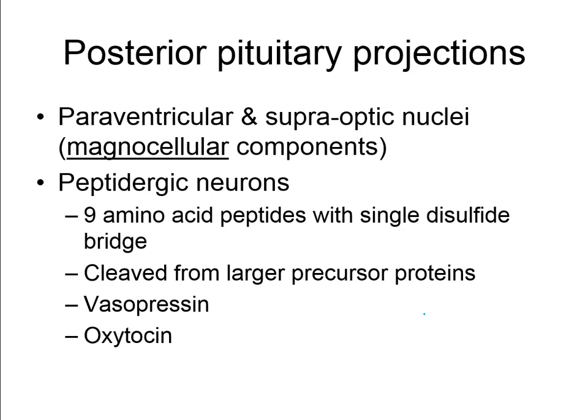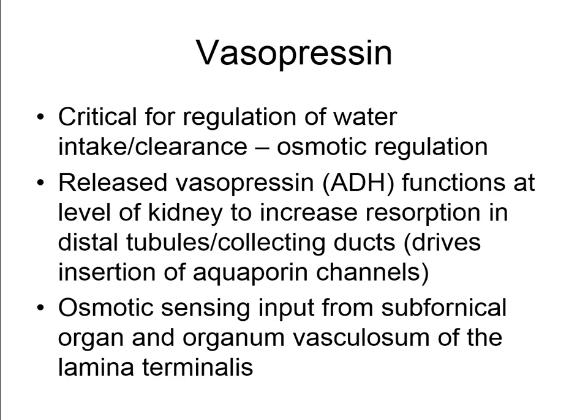Posterior pituitary: paraventricular, the magnocellular, as well as the supraoptic. These are peptidergic neurons, okay? But they generate this 9-amino acid peptide, oxytocin or vasopressin, depending on sequence. Vasopressin is critical for water control in the kidney.